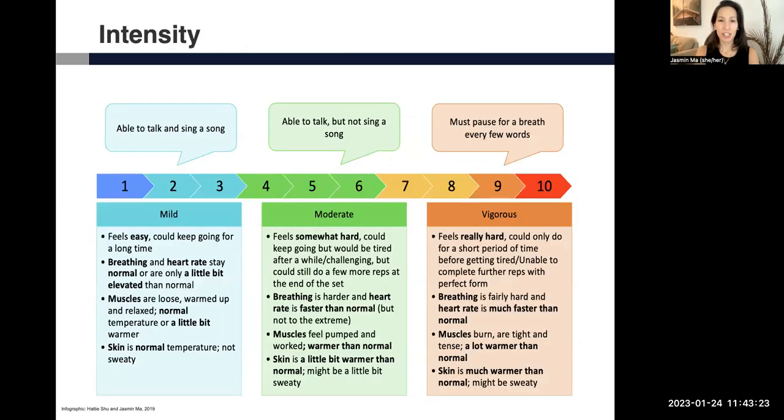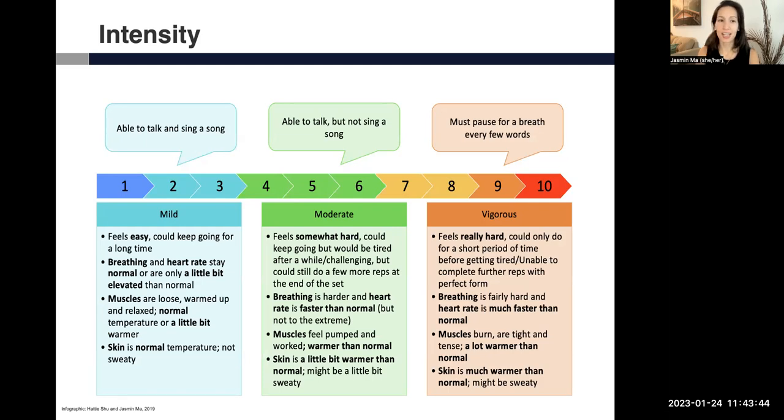Now, an important conversation here: I mentioned being able to talk but not sing a song. I think one of the most challenging components of education in physical activity and prescribing in particular is this concept of intensity, or how hard we're working. So these are some of the ways in which we can have that intensity conversation.